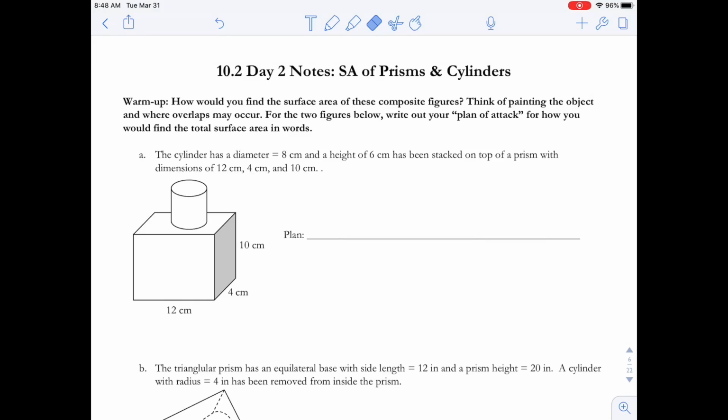Okay, so today we're going to cover 10.2 notes, day 2. Again, working still with surface area of prisms and cylinders. Again, this top part's a little bit of a warm-up. It's problems that you can go ahead and try before we go through them.